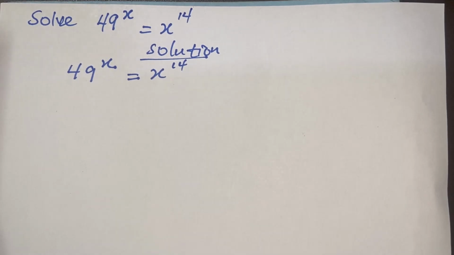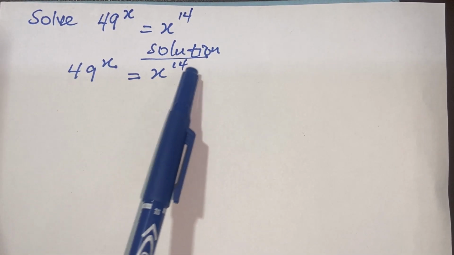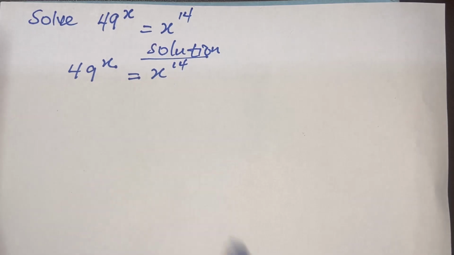To start with, we need to know what is required of us. We are finding the value of x in this equation. There is x at the left hand side, there is x at the right hand side. At the left hand side, x is an exponent or a power. At the right hand side, x is a base. So what do we do?